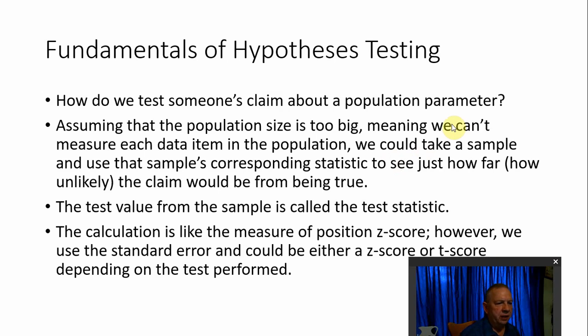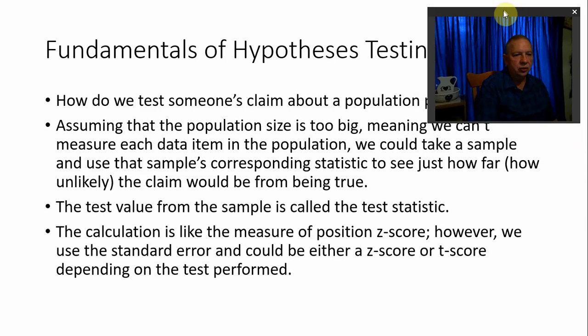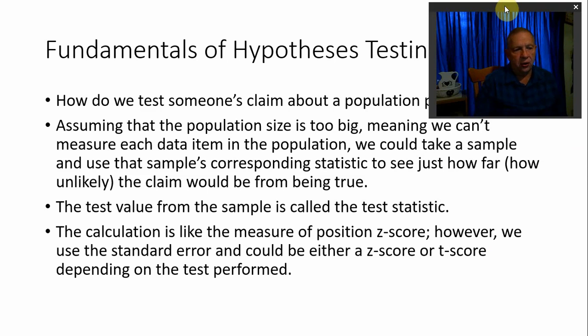So assuming that the population size is too big, meaning we can't measure each data item in the population, I can't go and check the miles per gallon for every car that's out there, what we need to do is just take a sample, and then we use the sample's corresponding statistic to see just how unlikely the claim would be for being true. Remember, for hypothesis testing, we really can't say absolutely that it's either true or false, but we can say how likely or unlikely it is that it would be true.